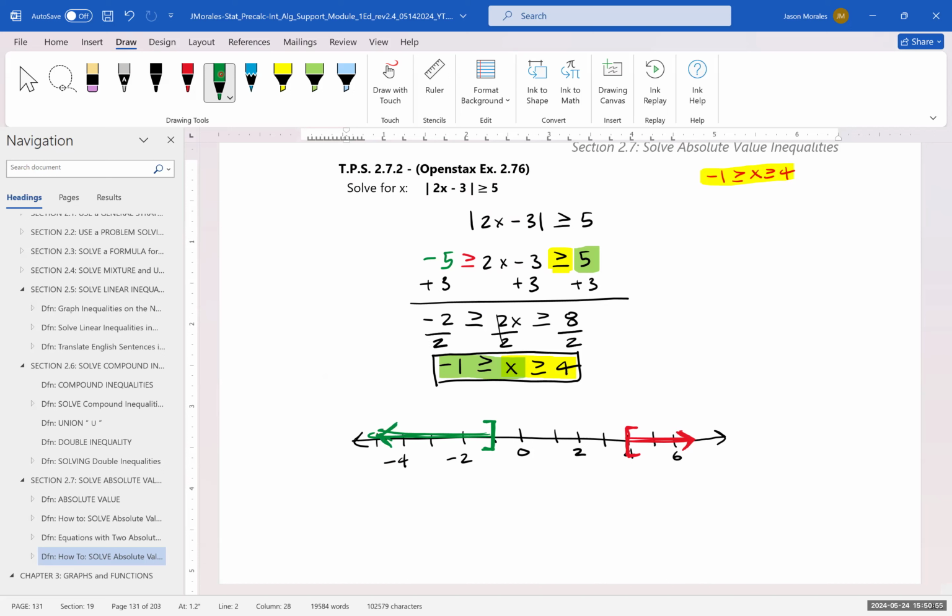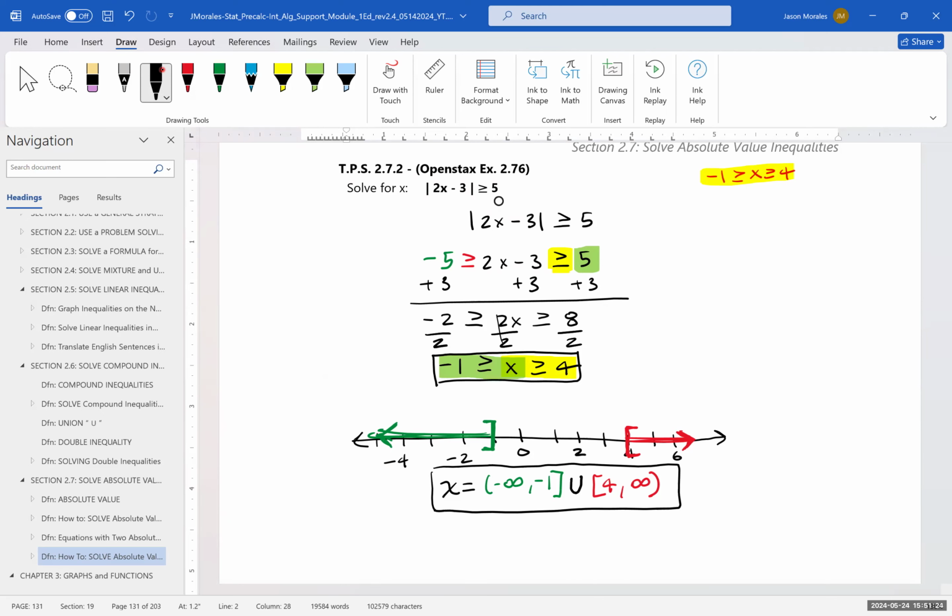So this interval on the left is going to be negative infinity to negative 1 inclusive. This interval on the right is going to be 4 inclusive to infinity. And then we want to have the union of those two domains and say that x is equal to that. So this is how we would write it in interval notation.